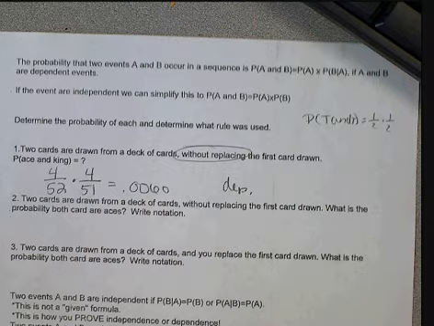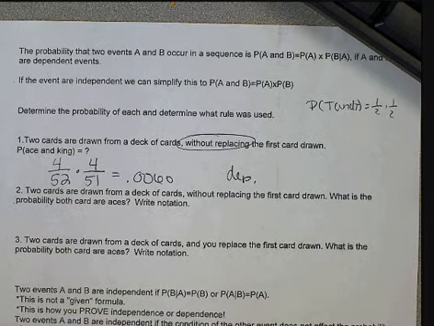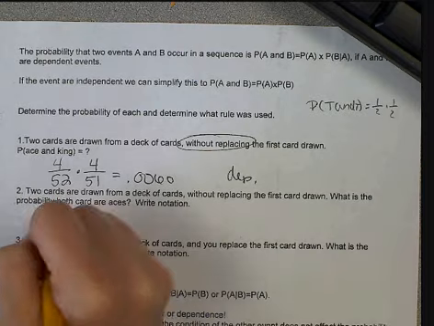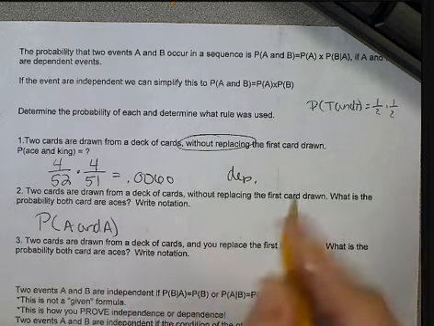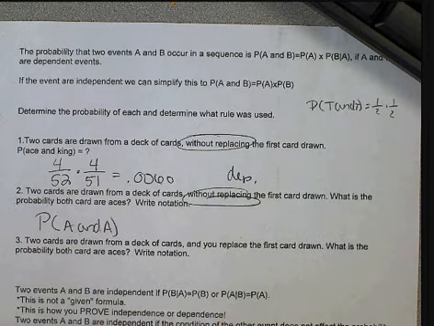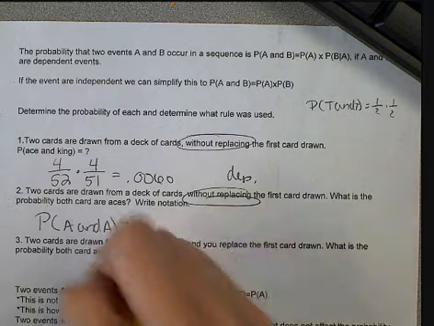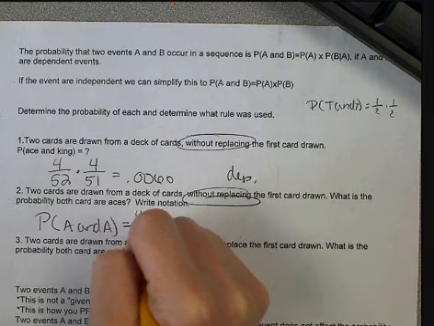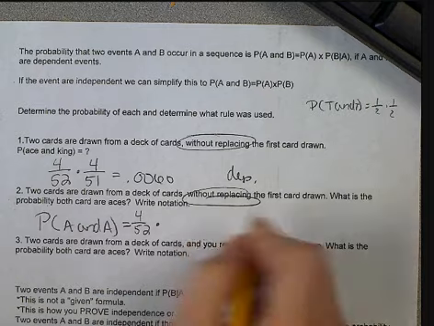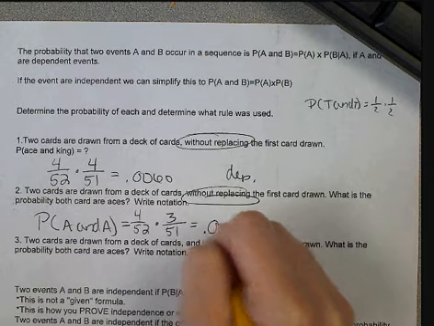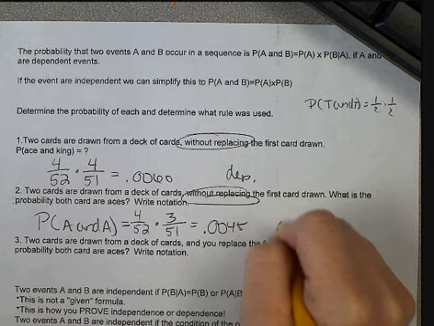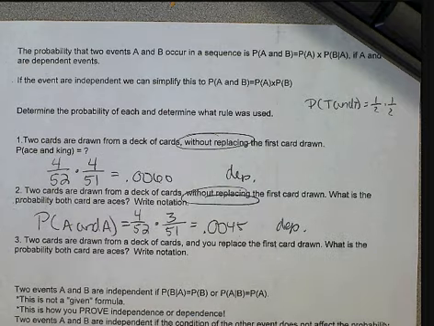Number 2, find the probability that both cards are aces. So we're finding the probability that we draw an ace and then draw another ace. Notice it says without replacement. Well, the probability of drawing an ace is 4 out of 52. We're not replacing that card, so we now have 51 cards. Well, how many aces do we have left? We have 3 aces left. Multiply those together, and we get 0.0045. These are dependent events.